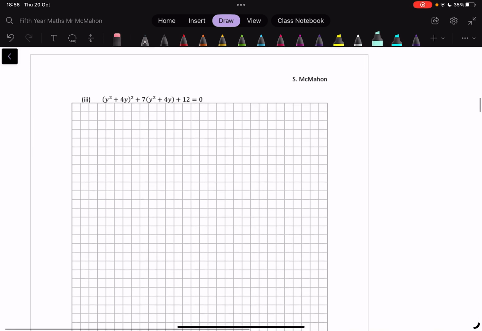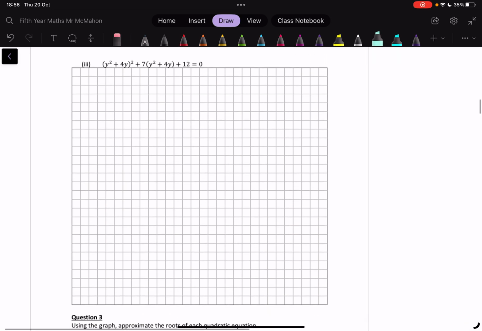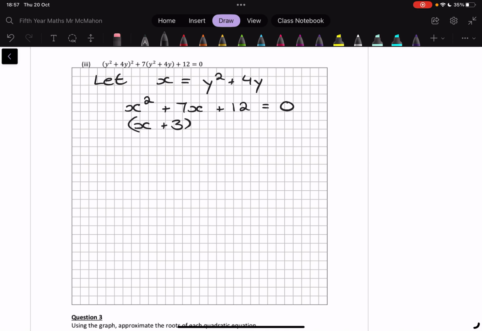Okay, so moving on to the last part, we have y squared plus 4y all squared plus 7 by y squared plus 4y plus 12 is equal to 0. Okay, a question like this we need to be able to identify as one of the substitution ones. So we can let x be equal to y squared plus 4y. Thus I can rewrite my equation as x squared plus 7x plus 12 is equal to 0. Okay, so then I'm looking for two numbers that will multiply to give me 12 and add to give me 7, and those two numbers will be 3 and 4.